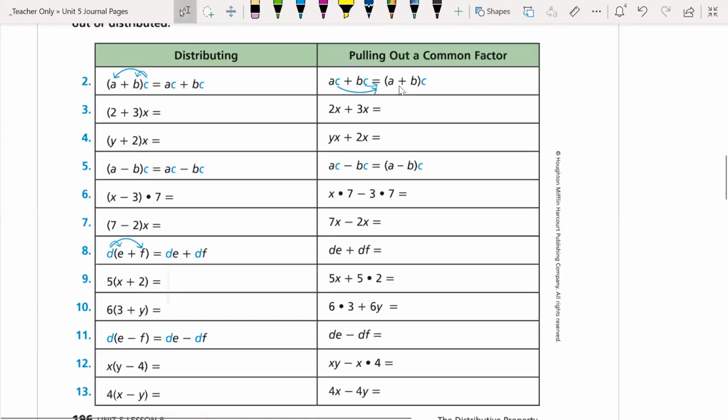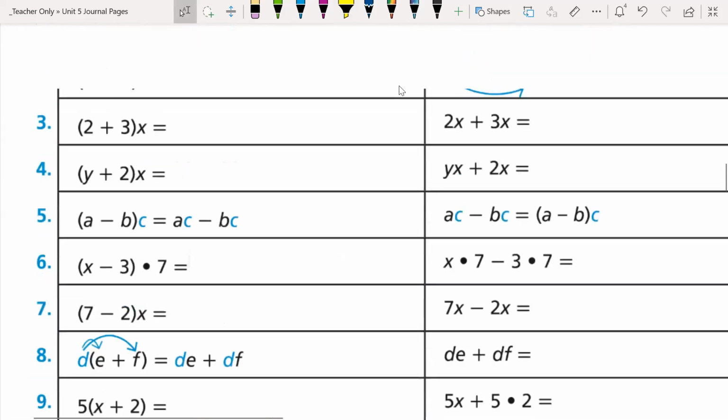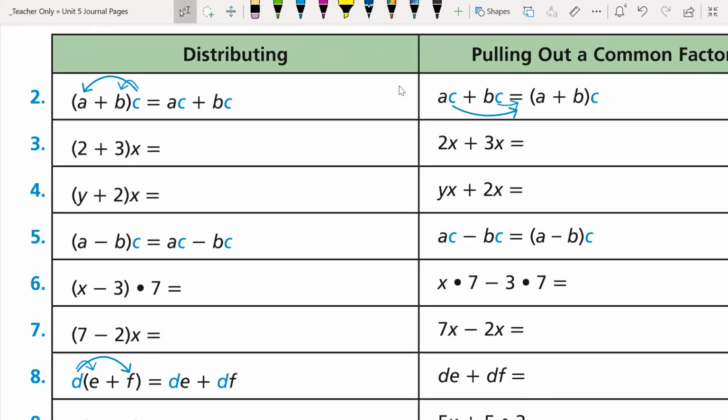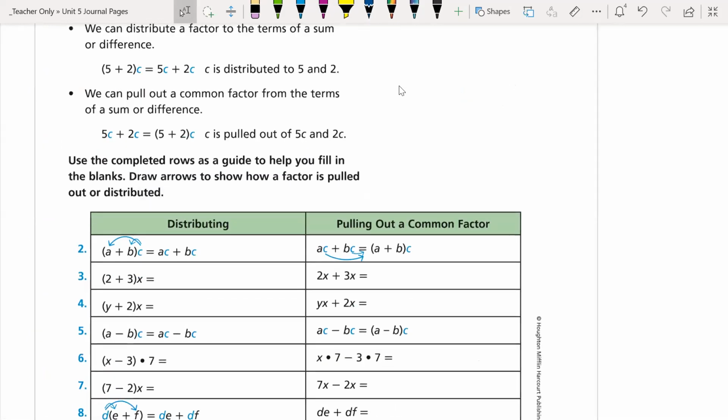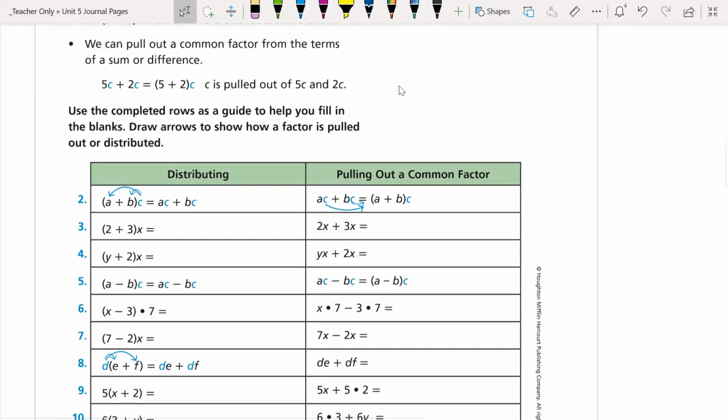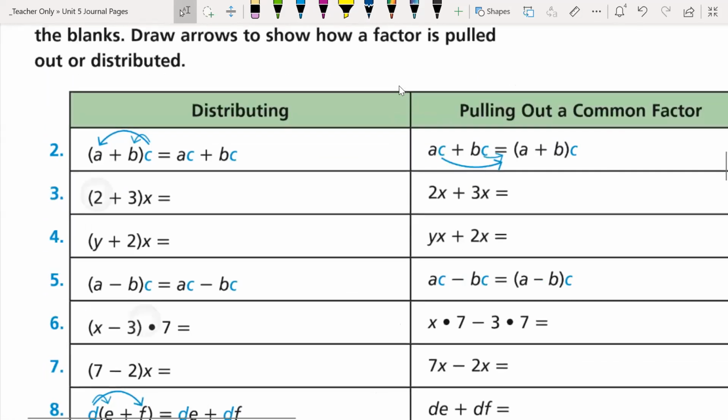Okay, so we did these in class, and we decided that we were going to draw arrows, right? It says in the directions, use the completed rows as a guide to help you fill in the blanks. Draw arrows to show the factors that are being pulled out or distributed.